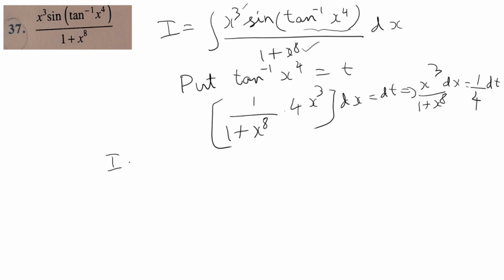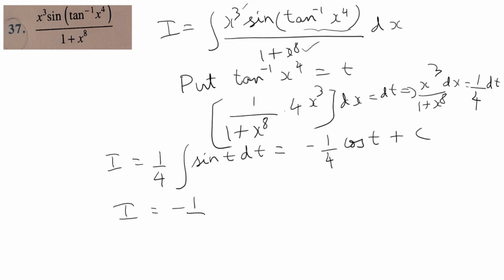Therefore we can substitute it in I, so I is equal to 1 by 4 integral of sin t dt. This is equal to minus 1 by 4 cos t plus c. So hence I is equal to minus 1 by 4 cos of (tan inverse of x raised to 4) plus c. I hope this is clear.